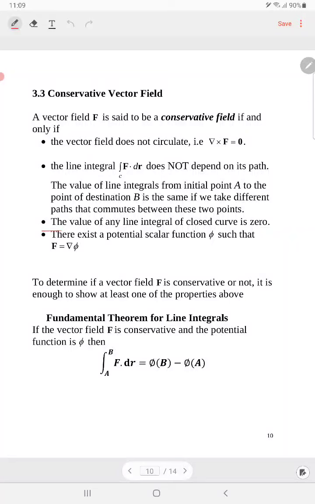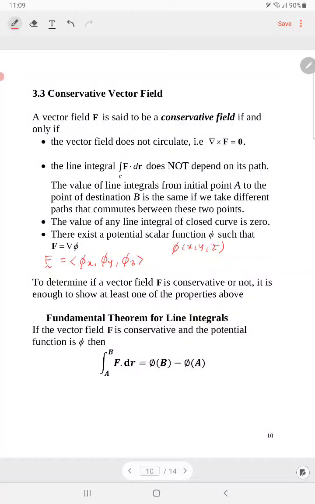Okay. Now the last property is quite important, this one. There exists a potential scalar function phi such that F is equal to the gradient of phi. Okay, so if you have the scalar function is called potential function. Let's say it's phi, and it can be in terms of x, y, and z. So the gradient of phi, as you recall from the previous chapter, is partial phi partial x i plus partial phi partial y j plus partial phi partial z k. And this is equal to the conservative field F.